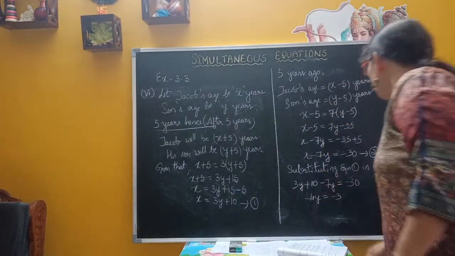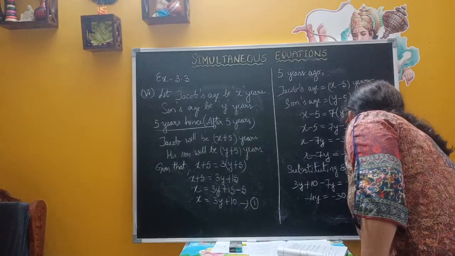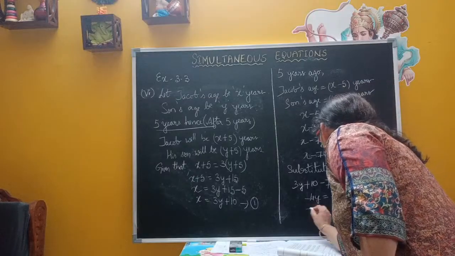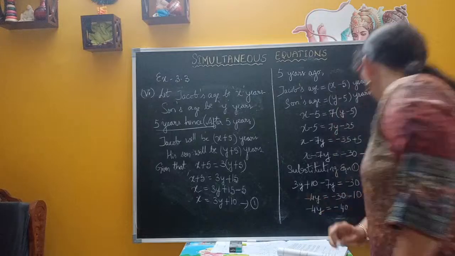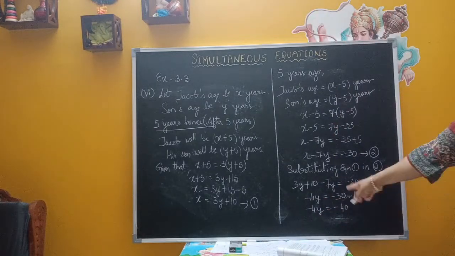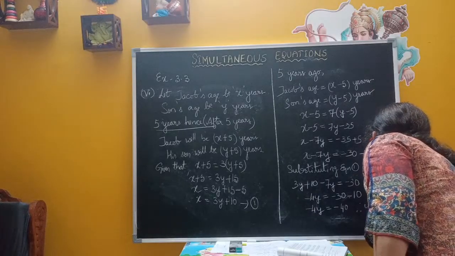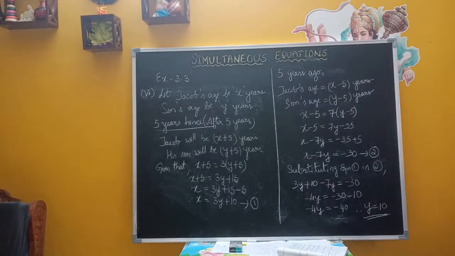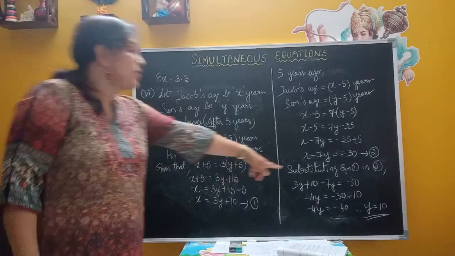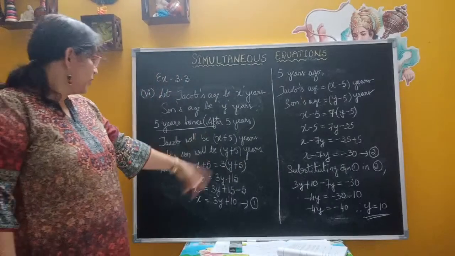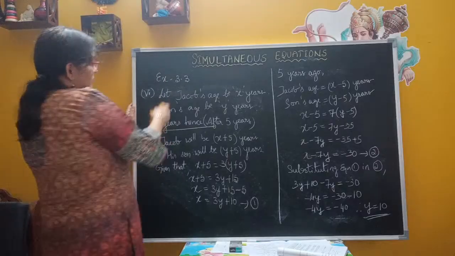I shift 10 to the right hand side, plus 10, so it becomes minus 10. Minus 30, minus 10. So minus 4y is equal to minus 40. So y value how much? Minus minus gets cancelled. So y value is 4 tens are 40. Therefore y is equal to 10. Now let us substitute this value y is equal to 10 in any of the equations. I will take equation 1 because it is direct, and get the value of x.